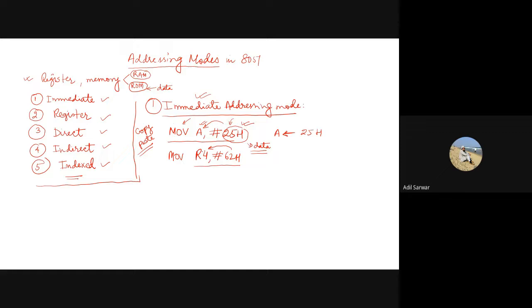Now whether R4 is in bank 0, 1, 2 or 3 will be known if you have done some coding before this instruction. If there is no instruction before MOV R4, #62H, by default, as I told you, bank 0 is selected. That means all registers of bank 0 are worked upon. Or we could have an instruction like MOV B, #40H.